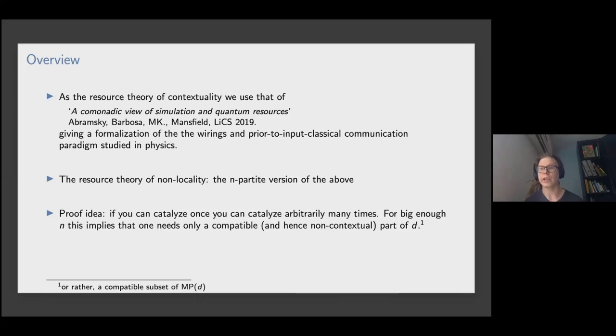And if you then reason carefully about what happens when you're doing this catalyst operation a very large number of times, it will imply that you only need a compatible part of D, or rather a compatible part of measurement protocols over D. And because all of this fits into a single context, that part is automatically non-contextual. So you can then replace the whole thing D with something non-contextual and still get the transformation, which then implies that you didn't really need D. This was already possible in this resource theory.